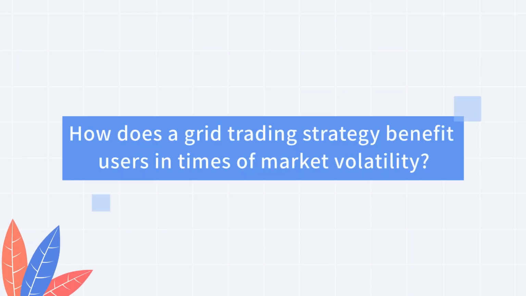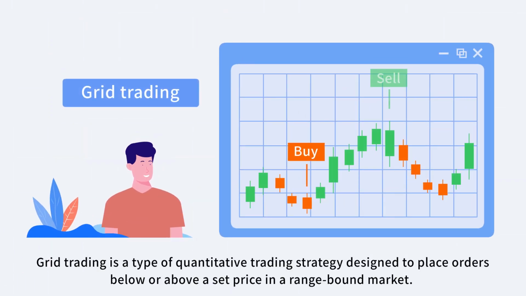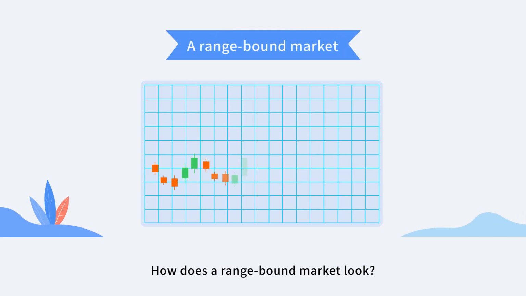How does a grid trading strategy benefit users in times of market volatility? Grid trading is a type of quantitative trading strategy designed to place orders below or above a set price in a range-bound market. How does a range-bound market look?